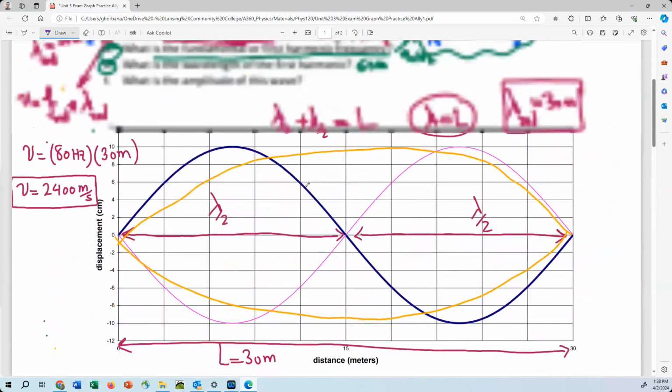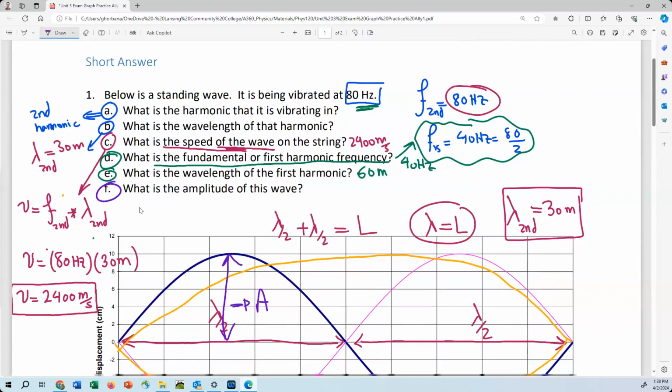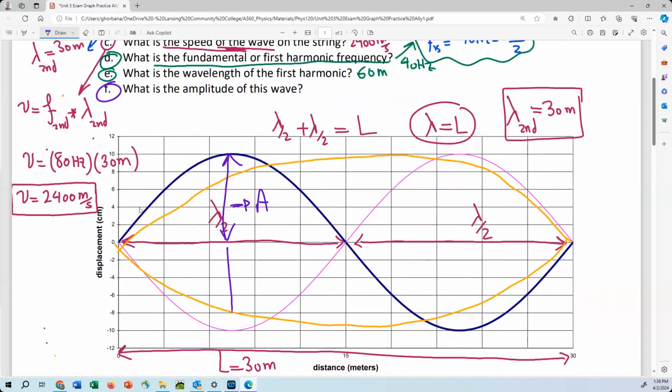So let me just go to the last part. The last one is asking what the amplitude is. The amplitude is the distance from the midpoint to the crest, or the distance from the midpoint to the trough. A. So how many centimeters is it, 2, 4, 6, 8, 10? Yes, it's going to be 10 centimeters. So A is going to be 10 centimeters.